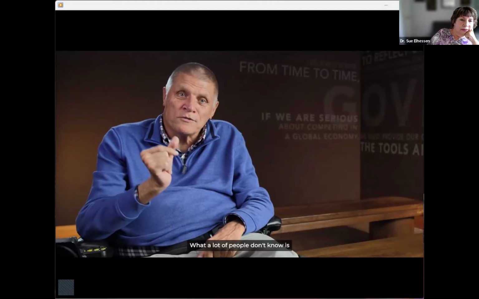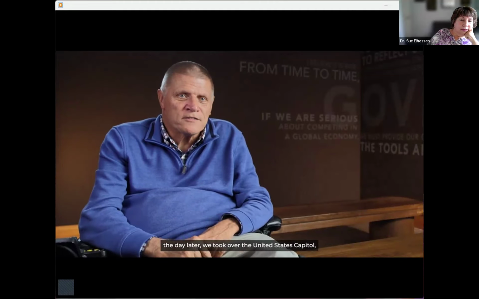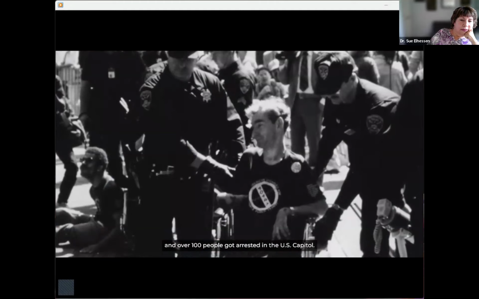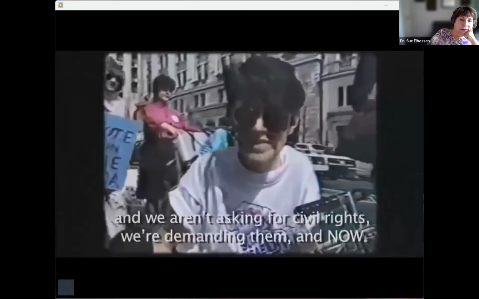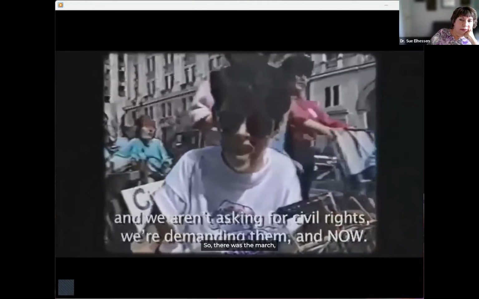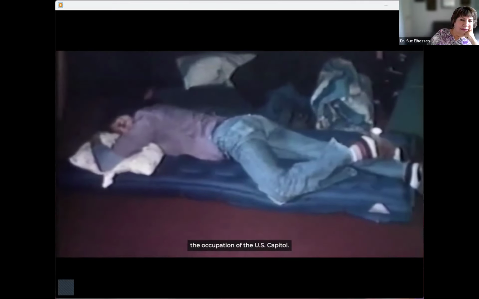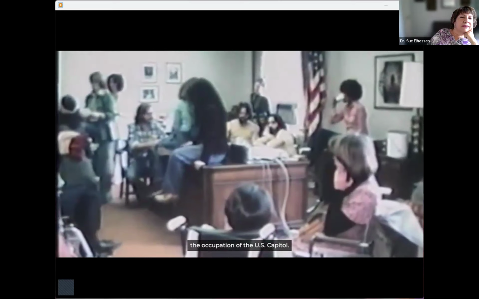What a lot of people don't know is the day later we took over the United States Capitol, and over 100 people got arrested in the U.S. Capitol. So there was the march, there was the crawl, which has this folklore about it because it's so visual. And then the next day there was actually the occupation of the U.S. Capitol. Shayla Sawyer, grassroots activist, speaks over footage from the occupation.